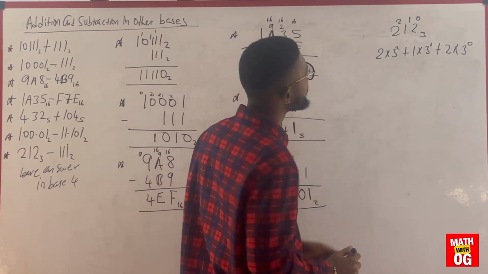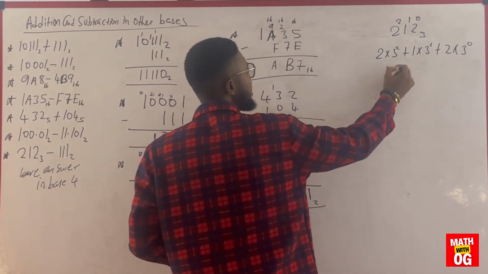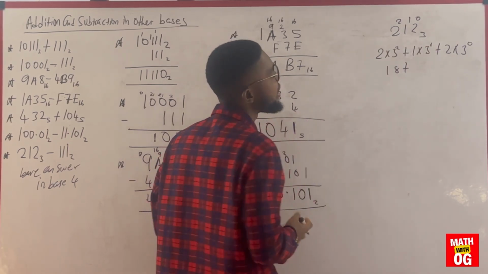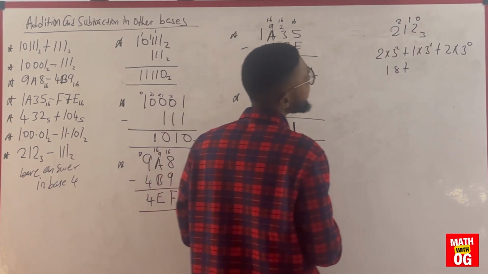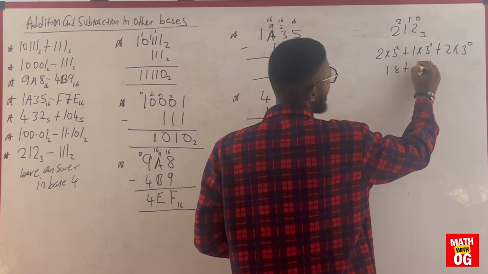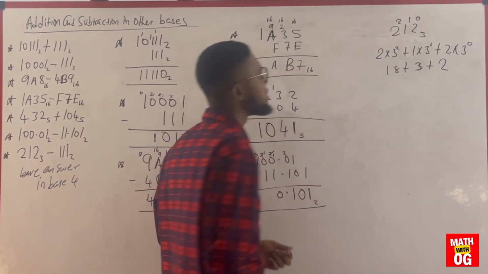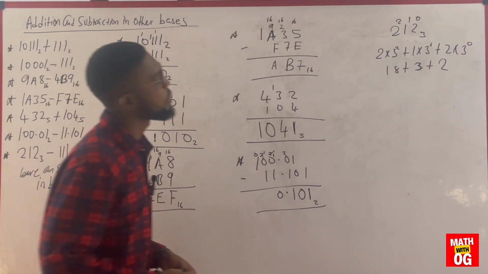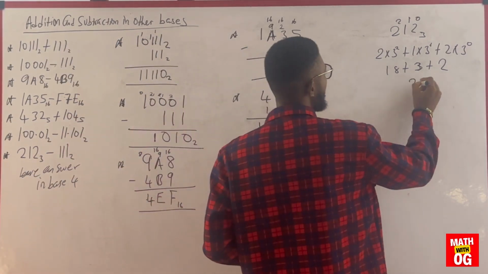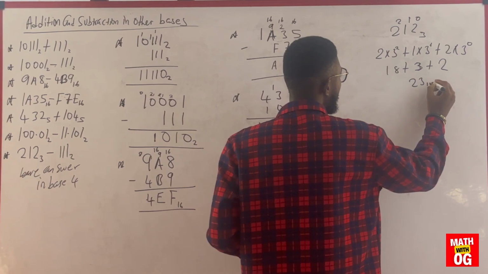3 raised to the power of 2 is 9. 9 times 2 is 18, plus 3 raised to the power of 1 is 3, 3 times 1 remains 3. Then 3 raised to the power of 0 is 1, 1 times 2 is 2. 18 plus 3 is 21. 21 plus 2 is 23. So this is 23 in base 10.